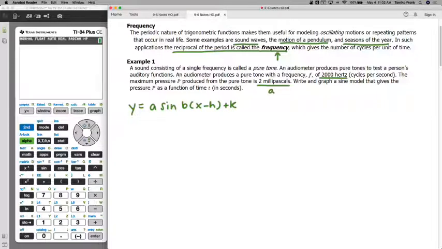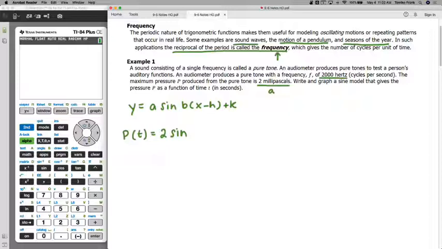Let's fill out what we do know. Now, I know that we have a maximum pressure of 2 millipascals, so our amplitude then is 2. I'm going to rewrite this as P in terms of T instead of Y. A function of P in terms of T, where A, our amplitude, is 2, comes from that maximum value that we're given. We know that this is a sine function, so last we need to find that frequency. We need to find the value of B.